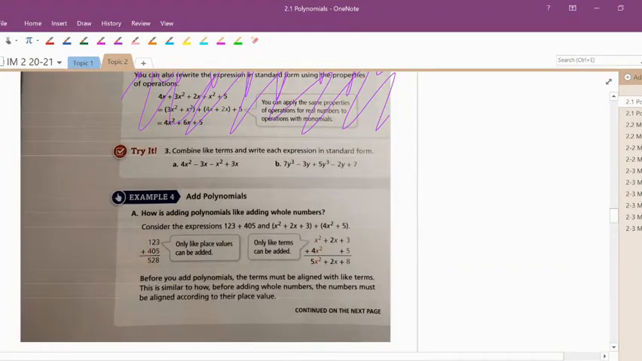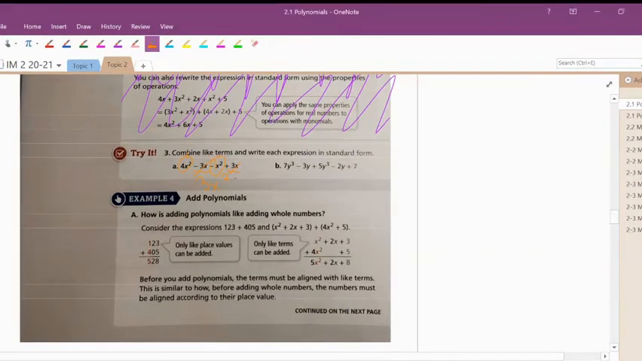All right, combine like terms and write each expression in standard form. So we just have to add like terms. So if they have the same variable and the same number of that variable, they're like terms. So we do have some like terms here. 4x squared, and negative x squared. And remember, that's a negative 1x squared. So 4 plus a negative 1 is 3, and that's our x squareds. And then we have negative 3x and positive 3x. Well, they cancel out. So the only thing we have left is 3x squared.